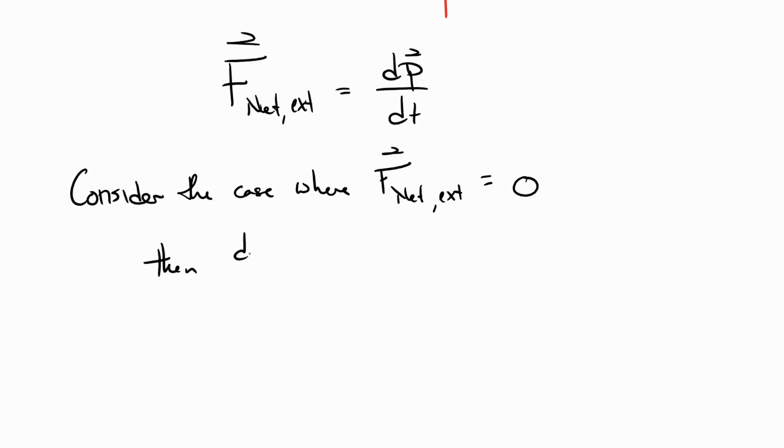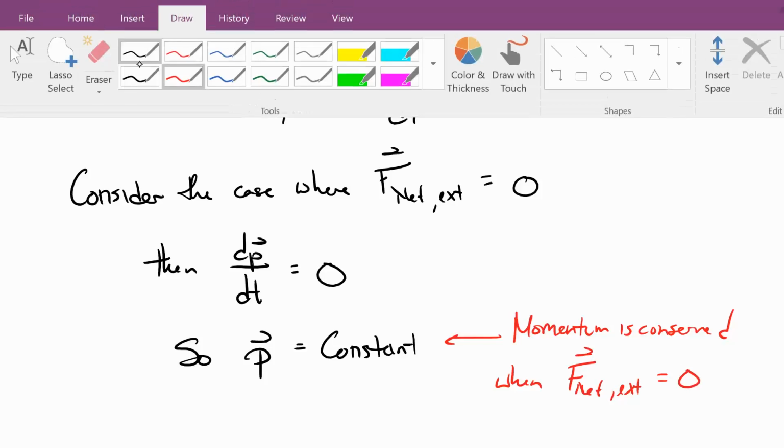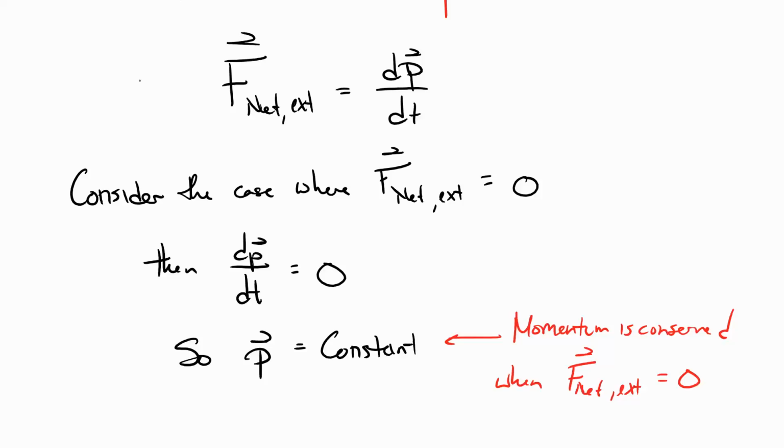then dp dt is equal to 0. So the momentum is equal to a constant. What this is saying is that momentum is conserved when there's no net external force. Furthermore, we can be sneaky about this. Momentum can still be conserved even when there is an external force, as long as the collision happens over such a small time that it doesn't really appreciably act.